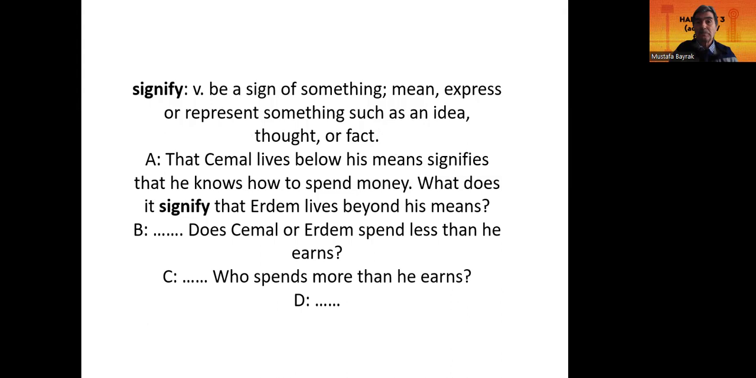Either thought or fact. That Jamal lives below his means, this is a that clause, signifies that, this is another that clause, signifies that he knows how to spend money. Yes. It means it. Okay. This means this. What is this? What is the other this? So, that Jamal lives below his means signifies that he knows how to spend money. Yes, this signifies this.